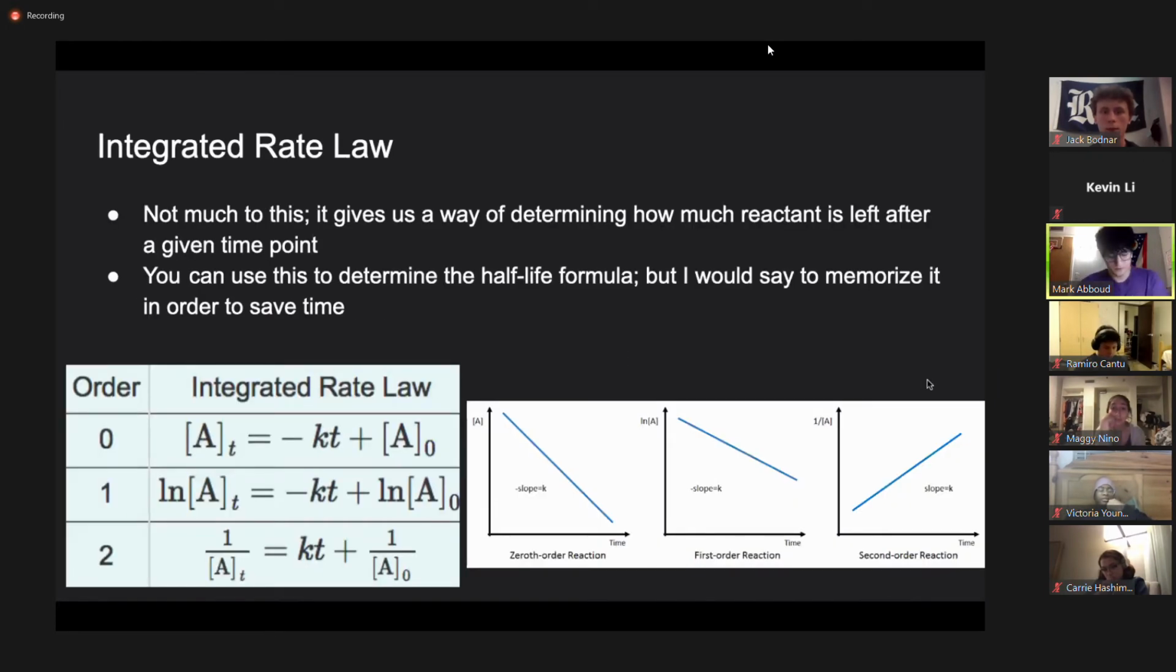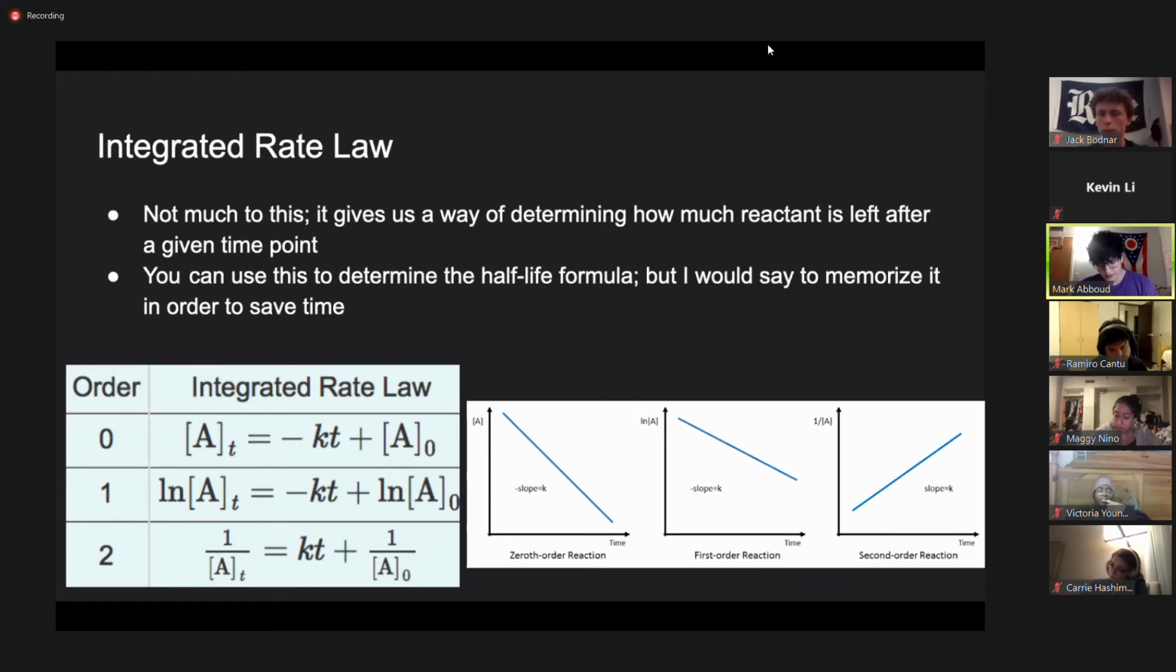So the integrated rate law. It's pretty much what it sounds like. There's not much to it. It gives us a way of determining how much reactant is left after a given point in time. You can use this to determine the half-life formula, but again, you want to memorize the formula so you can save time. So I would just memorize the half-life formula.